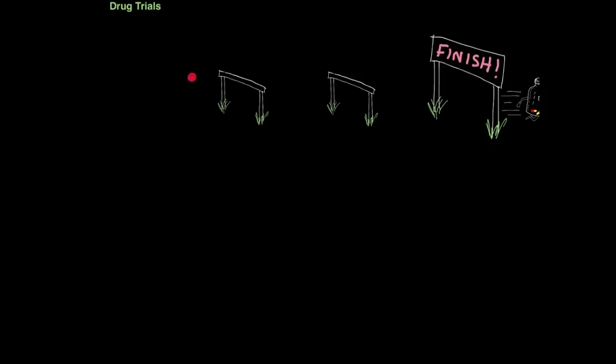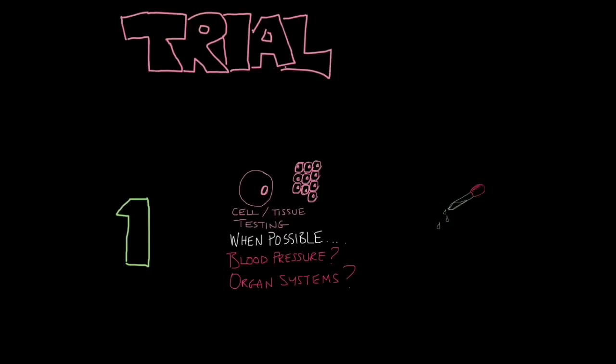Okay, so what hurdles do these drugs have to jump? There are 3 main stages. Trial phase 1 is the easiest, simplest, and least ethically problematic. In other words, it's unlikely to offend anyone. What we do is we test the drug out on human cells and tissues. Tissues are like sheets of similar cells. So you can see a sheet literally like a tissue paper of cells.